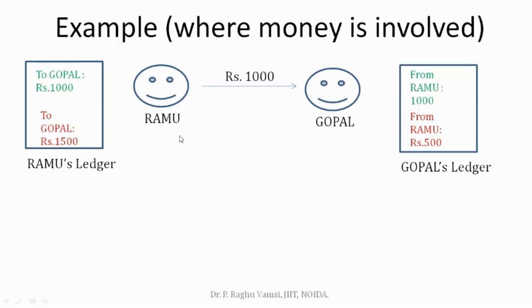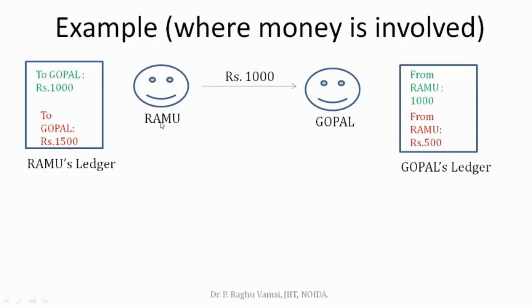But because of some mischief or corruption, Ramu might have written 'to Gopal 1500'. That means he has written 500 rupees additional to what was actually given. And Gopal has written 500 rupees less than the amount he actually received. But up to here, it is only 500.